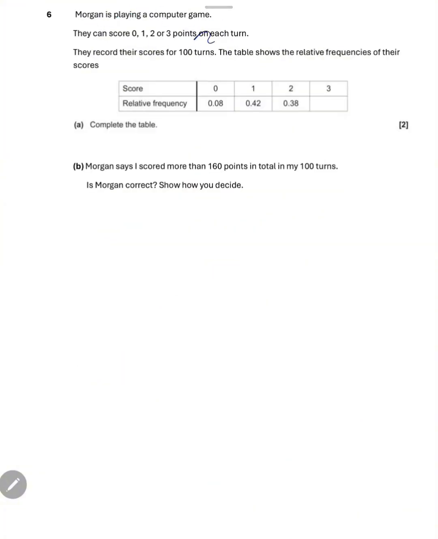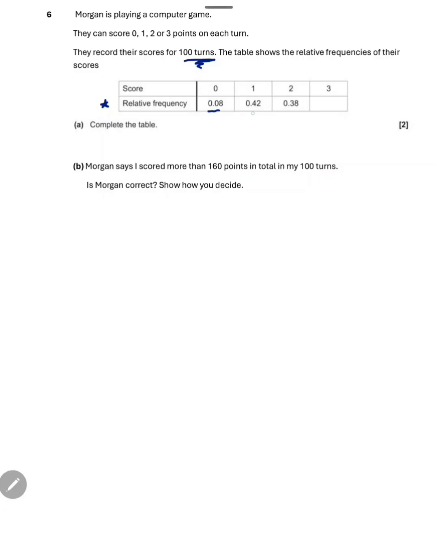Question 6, we've got my mate Morgan playing a computer game, and they get 0, 1, 2, 3 points. They have 100 goes on this game, and then we've got something called relative frequency. Relative frequency is just probability, but it's probability based on something they actually did. All right, we'll explain that in a second a bit better.